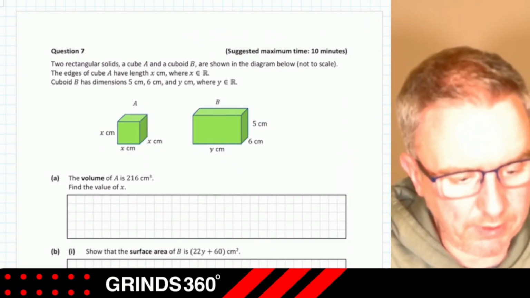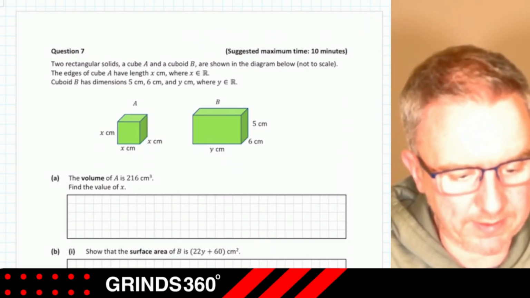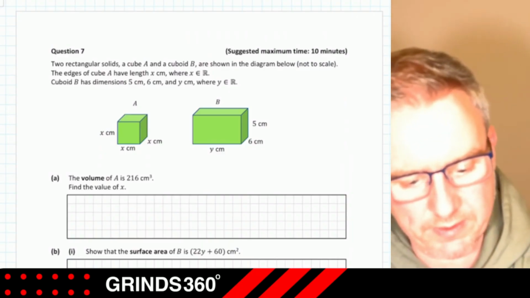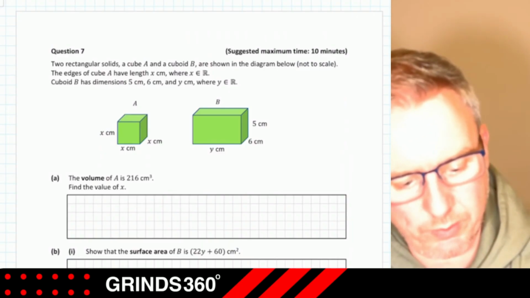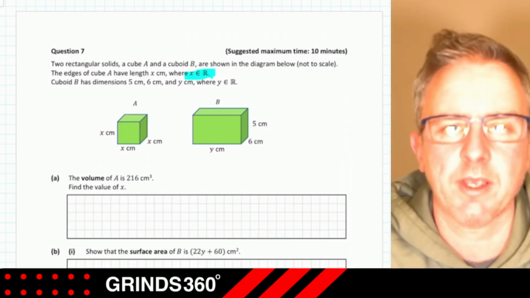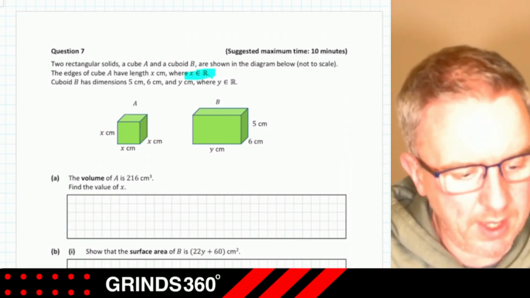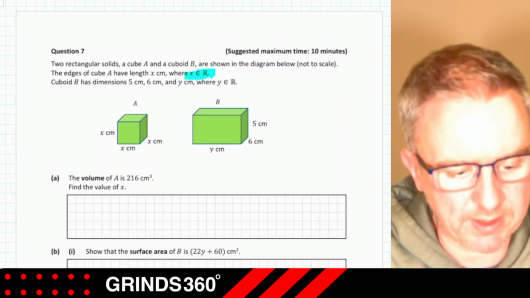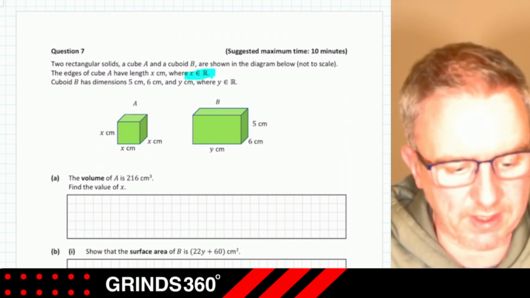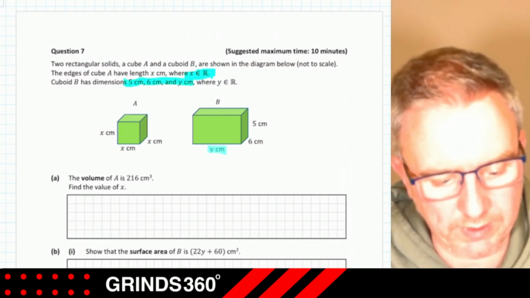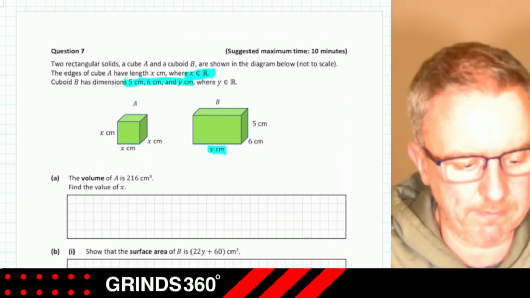The edges of a cube have a length of x, where x is an element of R, so it's just telling you that x is a real number. Sometimes students get kind of caught up on this. They're just saying x is a real number, so you could have decimals, fractions, different things like that. And then the cuboid B has dimensions of 5, 6, and y. So we have an unknown. We don't know what that side actually measures.